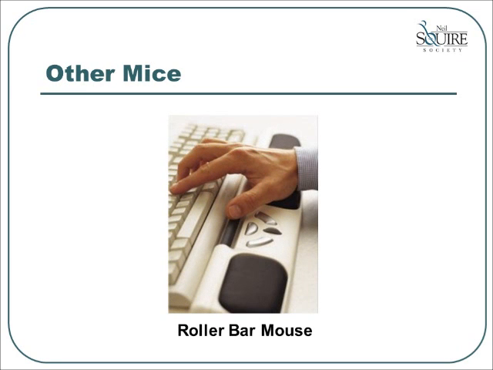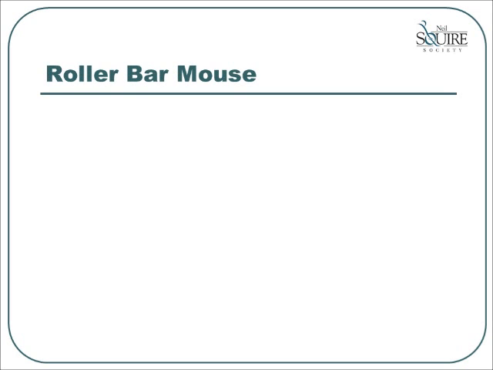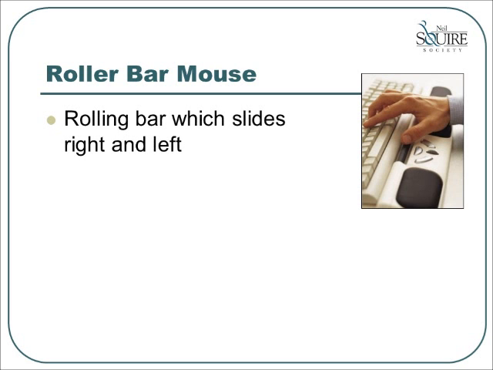There are some other assistive technology mice available that do not fit into any of the categories we have looked at so far. One of these is called the roller bar mouse. This mouse is built into a unit which sits along the front edge of your keyboard. In the center of the unit is a rolling bar which also slides back and forth. This bar is what controls the movement of the mouse.